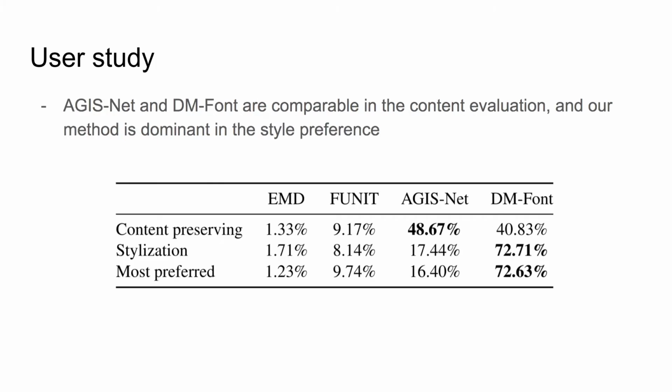We also conduct the user study using the real handwriting glyphs. This dataset is more unrefined and noisy than validation dataset. In the user study, we investigate the content, style, and overall preference. Similar to the quantitative evaluation results, AGSNet and DM fonts are comparable in the content evaluation, and our method is dominant in the style preference.